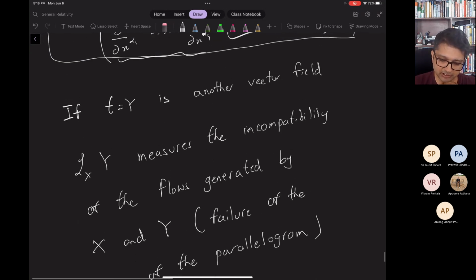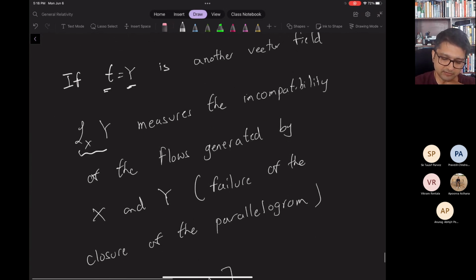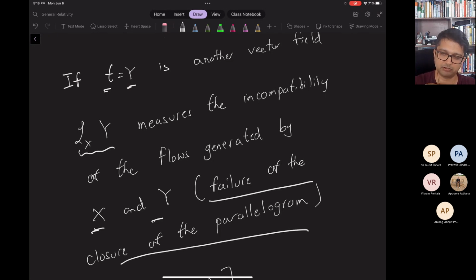And in the special case when this tensor field is also another vector field, then this Lie derivative L_X Y measures the incompatibility of the flows generated by X and Y. In other words, if I first displace by X and then by Y, or first displace by Y and then by X, it measures the failure of closure of the parallelogram, the fact that I don't end up at the same point when I follow these flows in different orders.